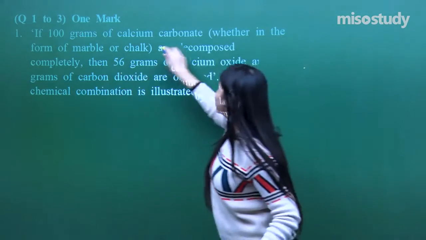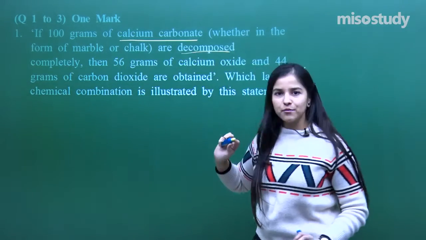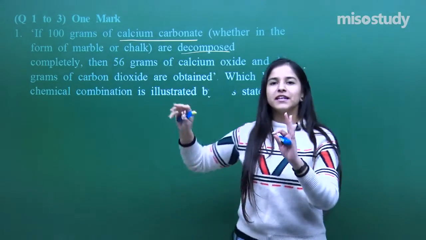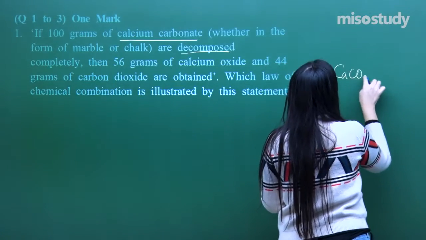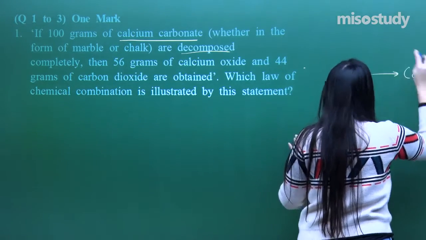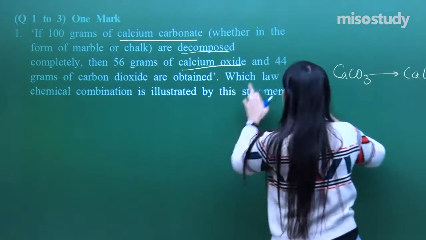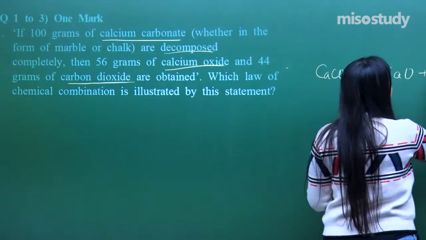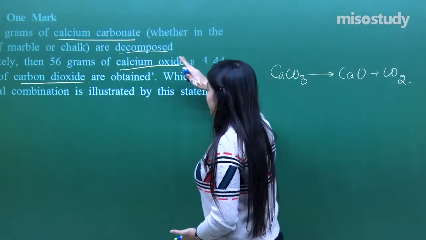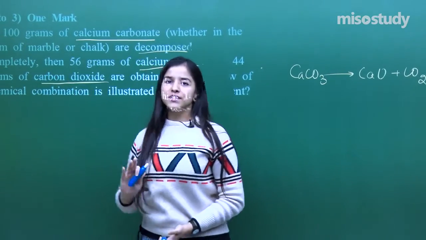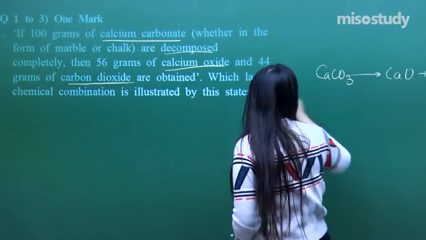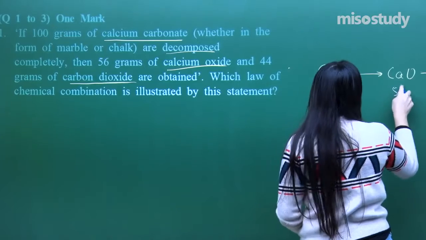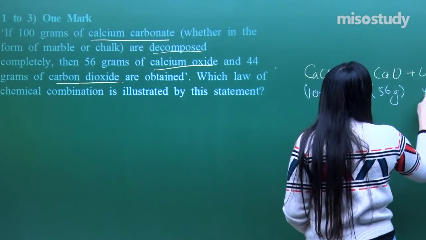So basically they are talking about the decomposition of calcium carbonate. Need not go into the detail of the entire question. First write down the reaction. Calcium carbonate, CaCO3, will decompose to calcium oxide, as given in the question, and 44 grams of carbon dioxide, CO2. What they have given is the weight of all the quantities: 100 grams of calcium carbonate, calcium oxide is 56 grams, and carbon dioxide is 44 grams.